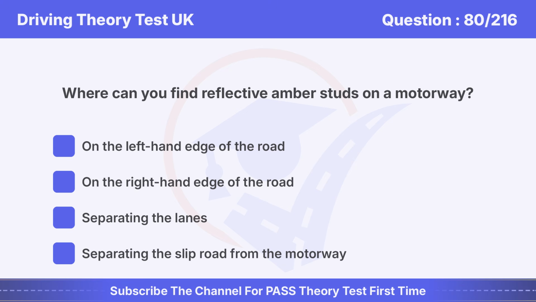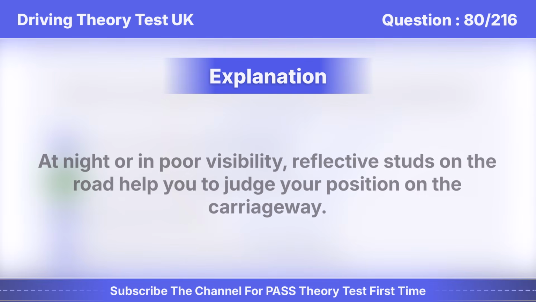Question 80. Where can you find reflective amber studs on a motorway? Answer is B. On the right-hand edge of the road. At night or in poor visibility, reflective studs on the road help you to judge your position on the carriageway.